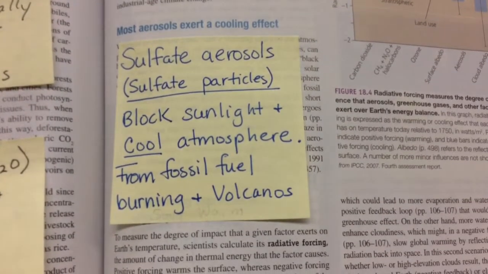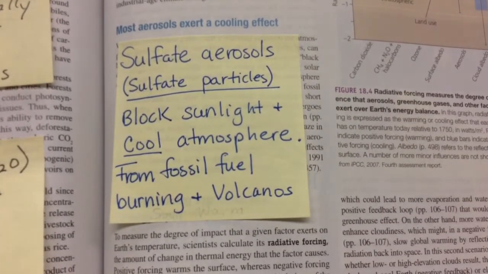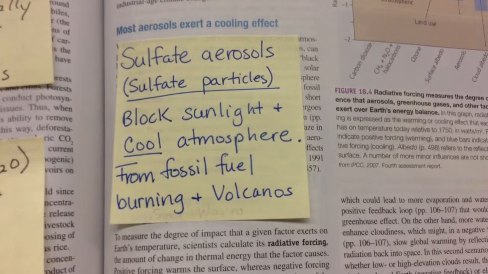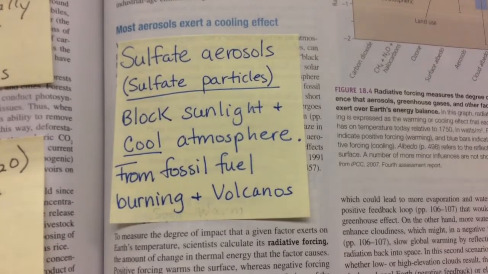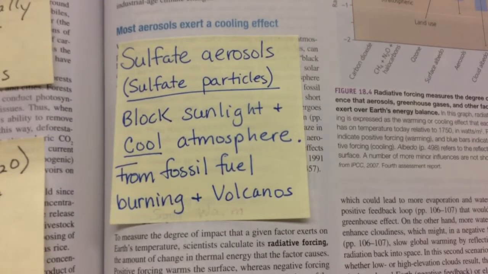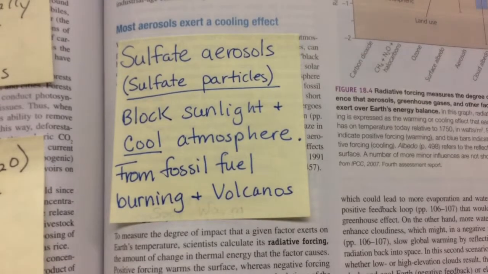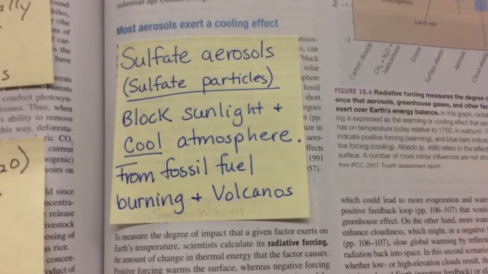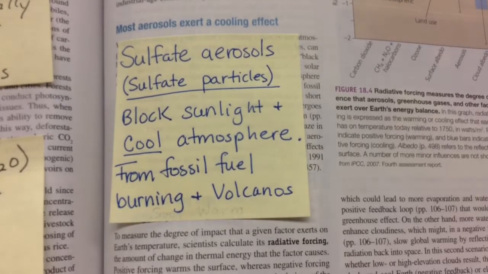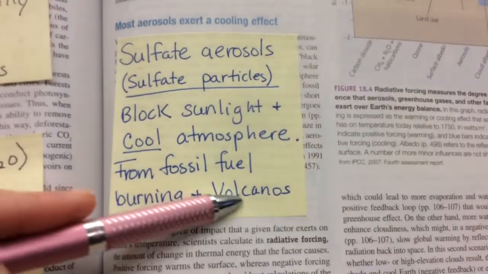So sulfate aerosols can block sunlight and cool the atmosphere. We get these from fossil fuel burning and volcanoes. So burning fossil fuels also creates CO2, which warms the atmosphere, but it also temporarily can emit sulfate aerosols.